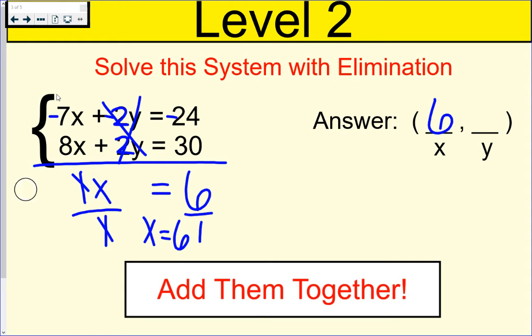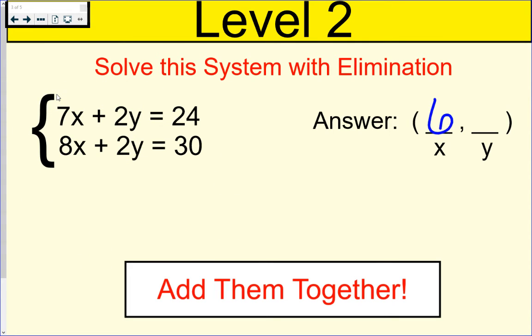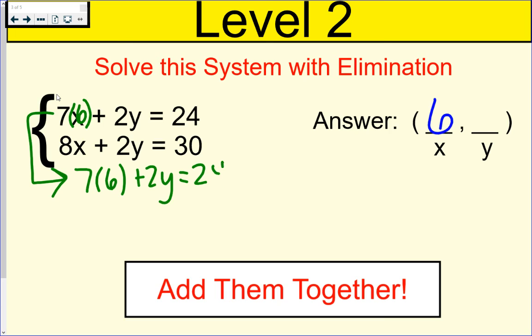To find the other half of our answer, we're going to go back to the original equations here, and we're going to either choose the top one or the bottom one. It doesn't matter. They look equally tricky this time, so no big deal. Let's see. The top equation has slightly smaller numbers. I'm going to replace the x with a 6, because I know that x is supposed to be 6. So we've got 7 times 6 plus 2y equals 24. Now 7 times 6 is 42 plus 2y equals 24.